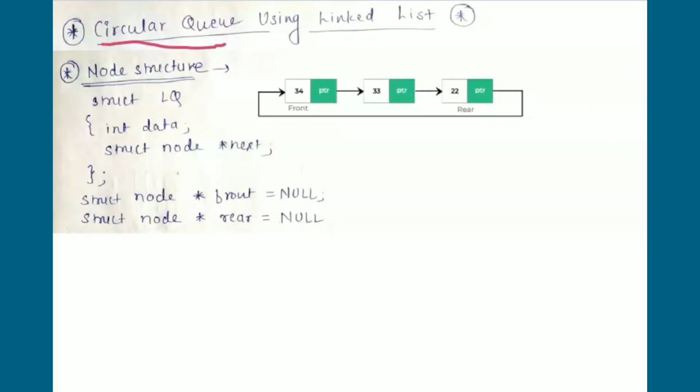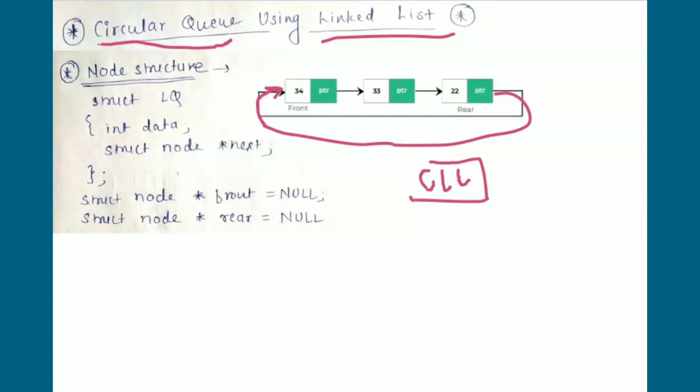For today's session, we will see how to implement a circular queue using linked list. When you want to implement a circular queue using linked list, we are going to use a circular linked list, because in case of your circular queue, your rear is connected to the front. This structure is present in case of your circular linked list. That's why for implementation of circular queue, we are going to use a circular linked list.